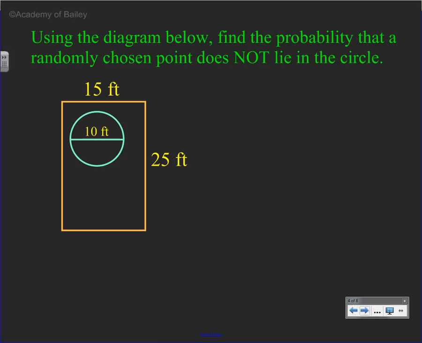Using the diagram below, find the probability that a randomly chosen point does not lie in the circle. You have to pay attention to words like that, does not lie in the circle. Well, we want to find the probability of not in the circle. So that would be the area that is not in the circle over top of the area of the rectangle.